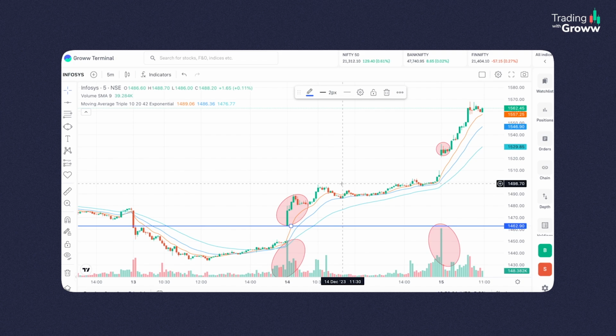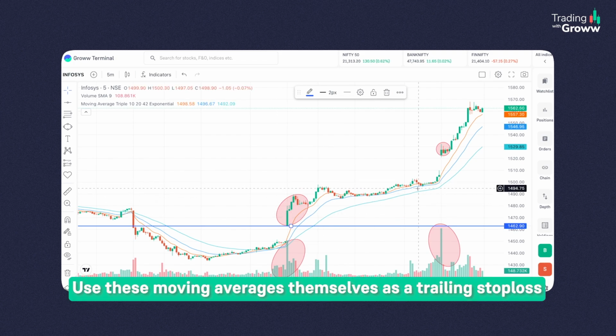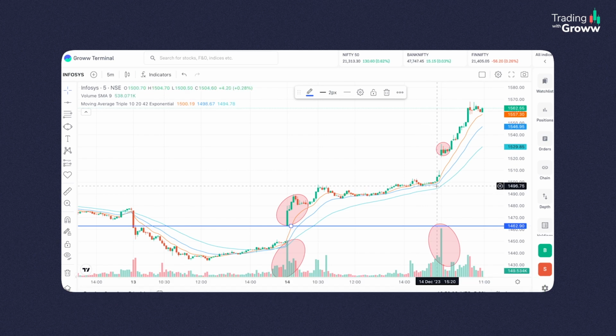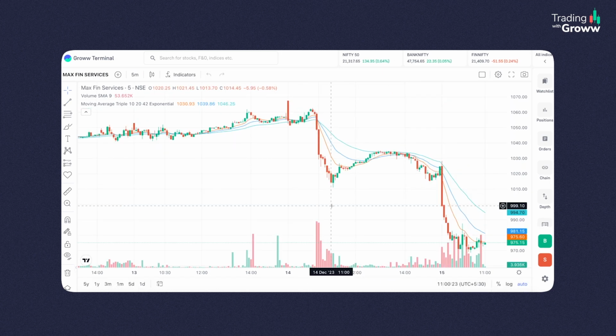So you don't need to keep any kind of fixed 1:2 target. You can just use the moving average as your trailing stop loss. Only when the red line goes below the blue line, you exit the trade. Otherwise, you can just continue and ride the trend. Let's consider another example on the downside.